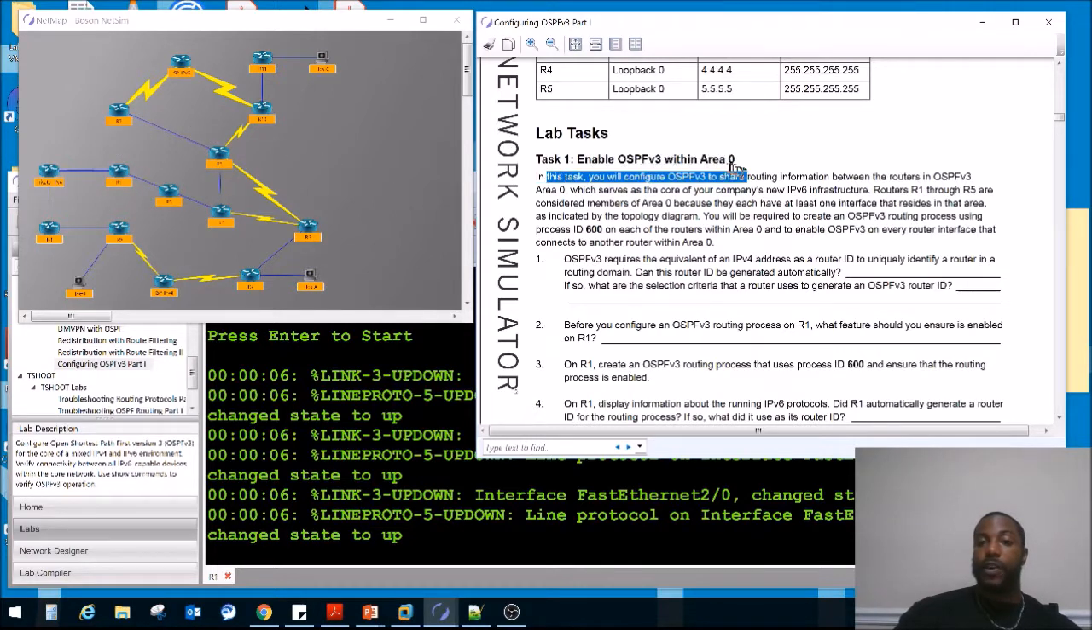In this task, you will configure OSPFv3 to share routing information between the routers in OSPFv3 area 0, which serves as the core of your company. Let's go ahead and skip all this. Okay, so just know that it's process 600.